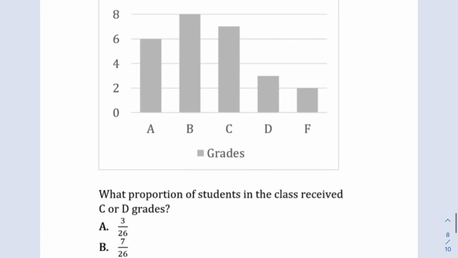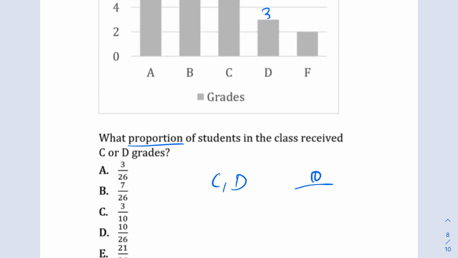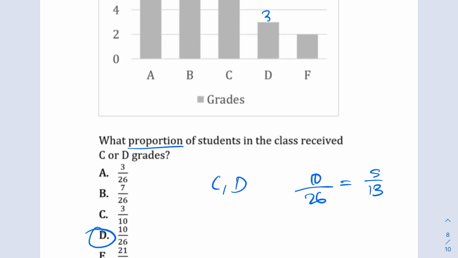So in this case, what proportion received C or D? This means you count up the C's and the D's. So in this case, this is going to be 7. This is going to be 3. You get 10. And the total is what? It looks like all the denominators are 26, so I'm going to assume it's 26. This gives you 5 over 13, unless I did something wrong. But I think this looks right. It's 10 over 26, so it's really the same thing. It's just not simplified in the answer option.